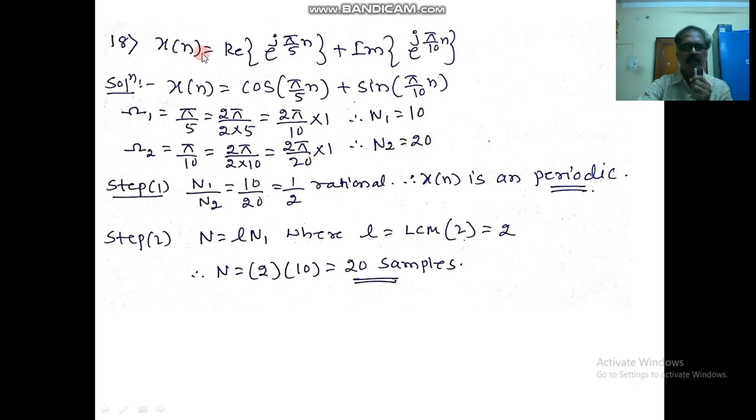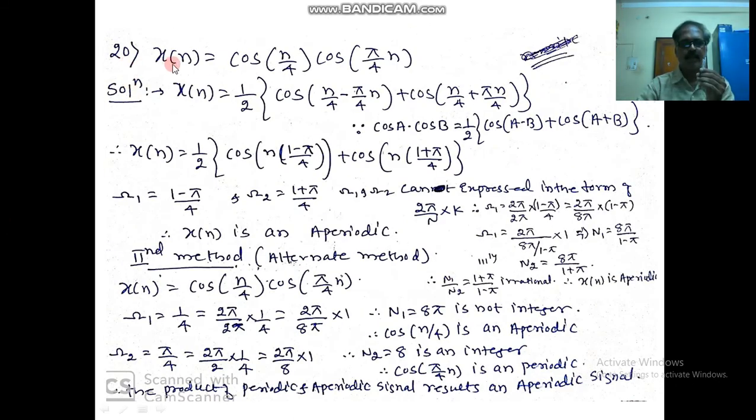Now I have to check whether x of n is periodic or aperiodic. Take the ratio n1 by n2, 10 by 20, which is 1 by 2, a rational number. Therefore x of n is periodic. Then its fundamental period capital N equals L into n1, where L is the LCM of the denominators of the ratio. Here I have only one ratio, its denominator is 2. LCM of 2 equals 2. L equals 2. Substitute the value of L here, L equals 2, n1 equals 10. You will get 20 samples.